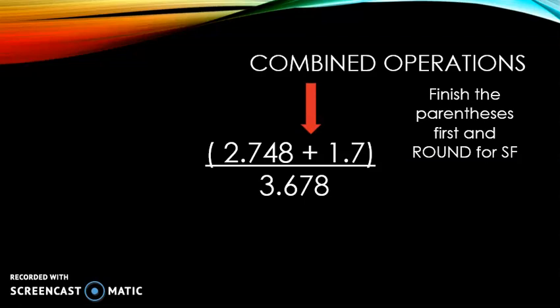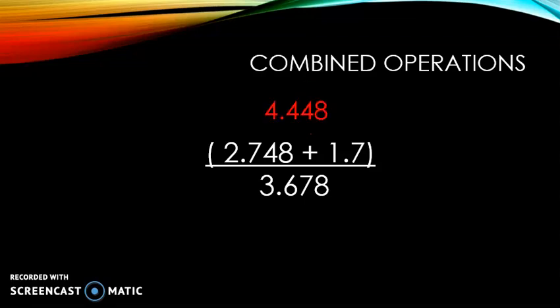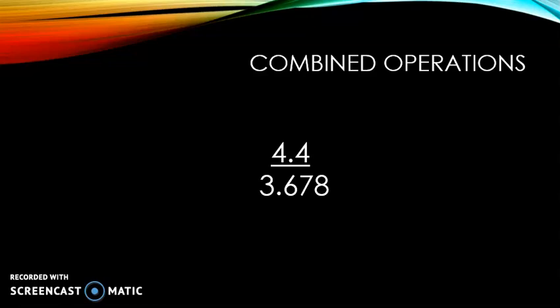So we're going to go through the addition part first because it's in the parentheses, and then we're going to have to round for significant figures. So I get in the calculator 2.748 plus 1.7 comes out to be 4.448. And again, the addition rule says I have to keep that last common decimal place. That would be to the tenths. So I'm going to round this number to 4.4. That's the answer I'm now going to carry into the second part of the problem in the division part.